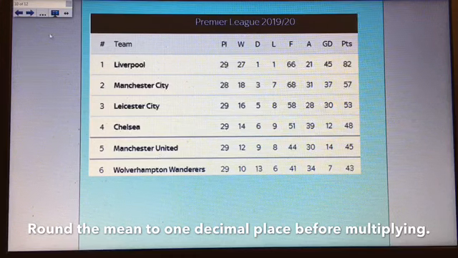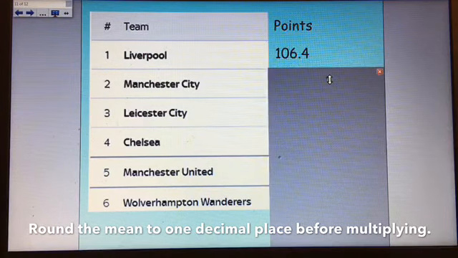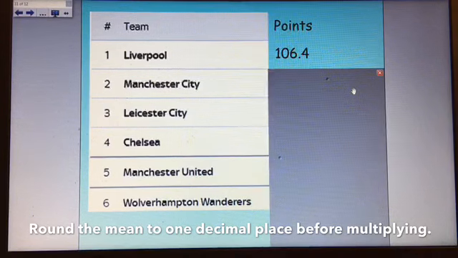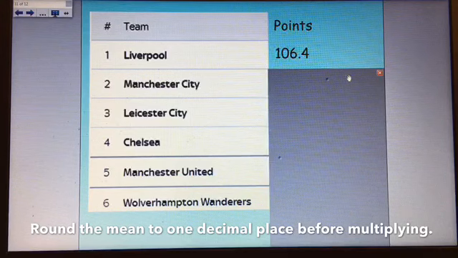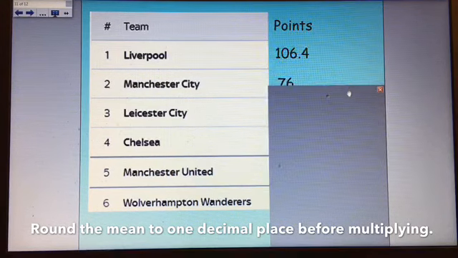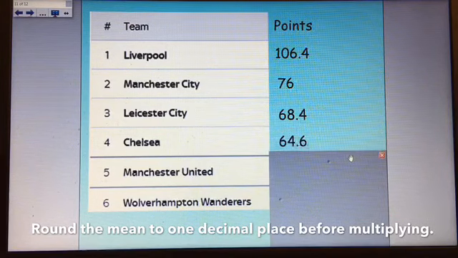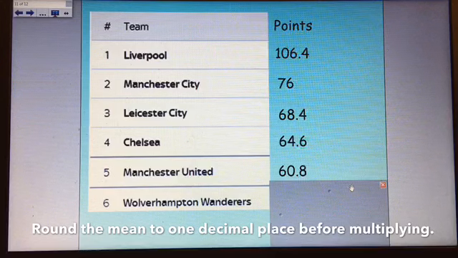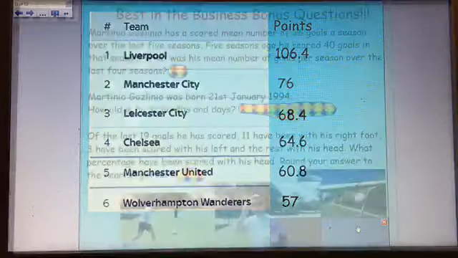Okay, so if they carried on the way they were, their points at the end of the season would be this: 106.4 for Liverpool, which is a record actually. I think the team to get the most points in the Premiership before that was Man City in 2017, 2018 when they got 100. So Liverpool will be really keen to carry on and see if they can get the record. Man City 76, Leicester 68.4, Chelsea 46.6, Man United 60.8, and Wolverhampton Wanderers 57.